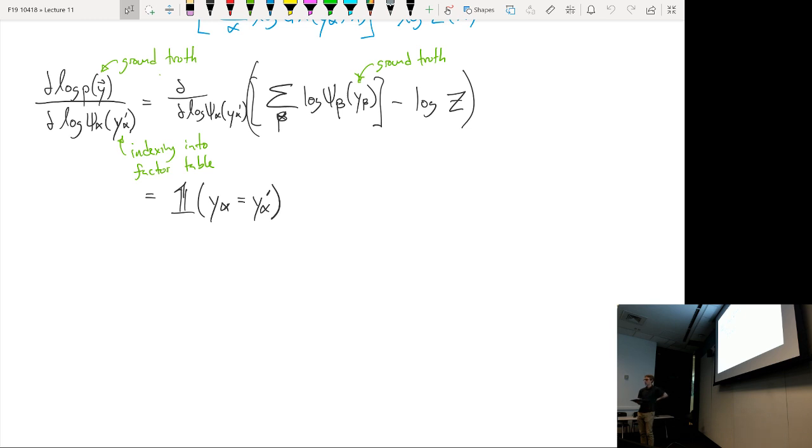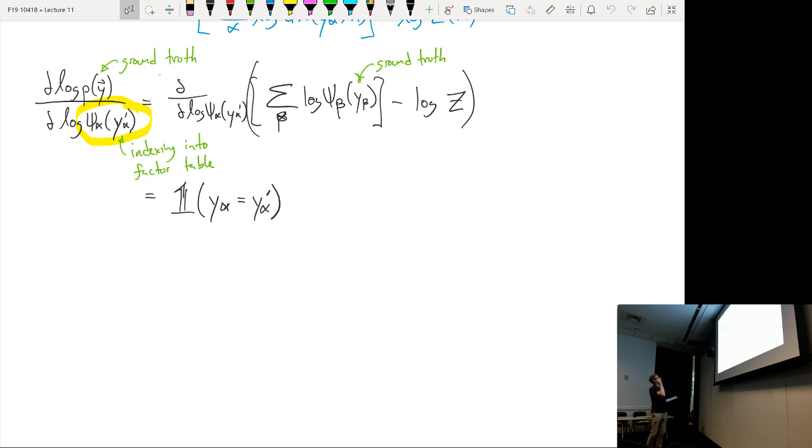That's right. How can they be equal? It's like I said, they equal the value of the table. Sorry. Oh, I see what you said. Sorry. No, what you said is not true. So psi alpha of y prime alpha is a value in a table. So, sorry. The circled yellow part is a value in a table.